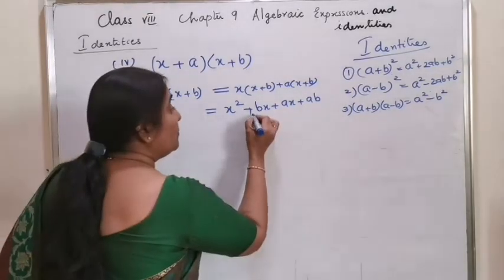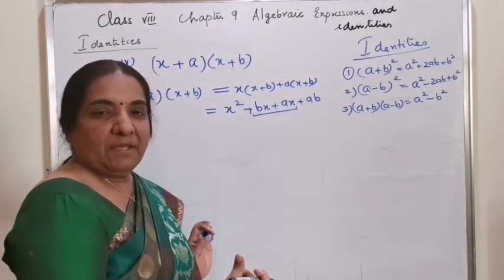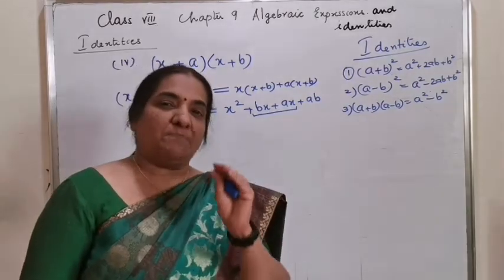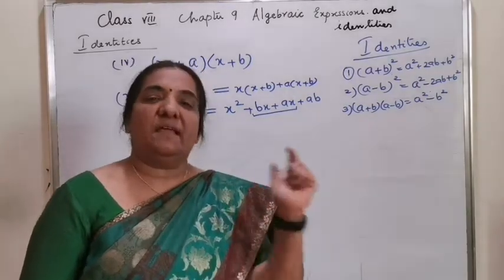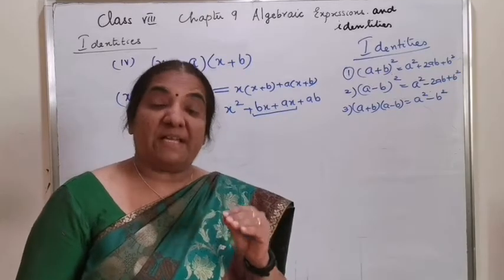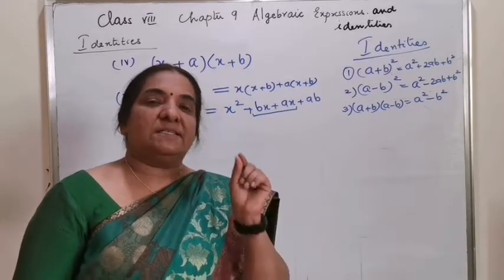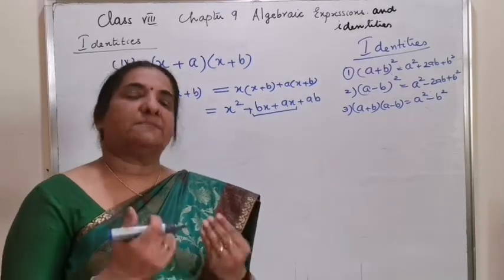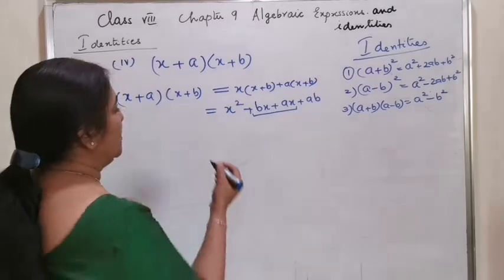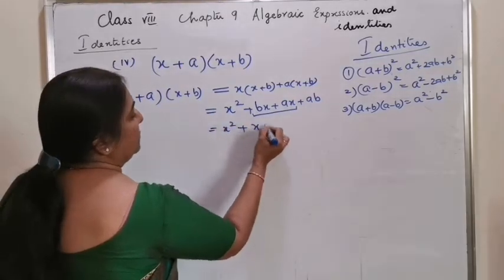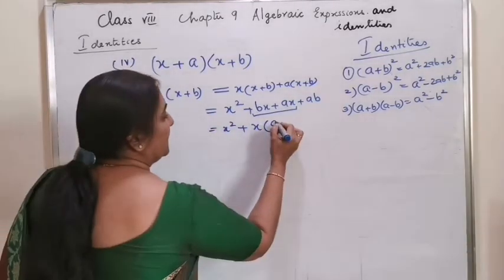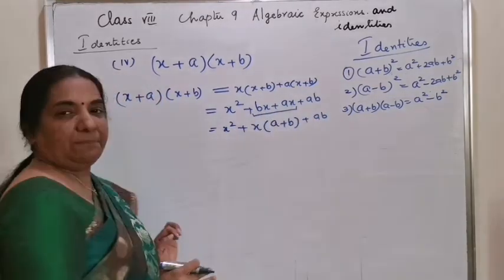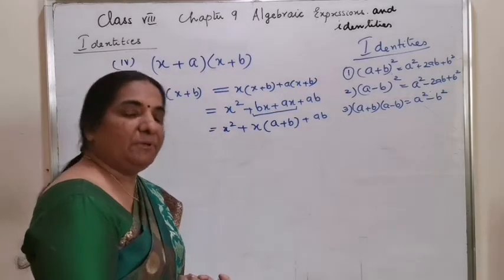And how do you group it? If it is 1x plus 2x, the concept is 1 plus 2, that is 3x. If it is 7x plus 8x, it is 7 plus 8, 15x. So if it is bx plus ax, you can take the common factor x outside: (a plus b), plus ab. Even if it is b plus a or a plus b, addition is also commutative.